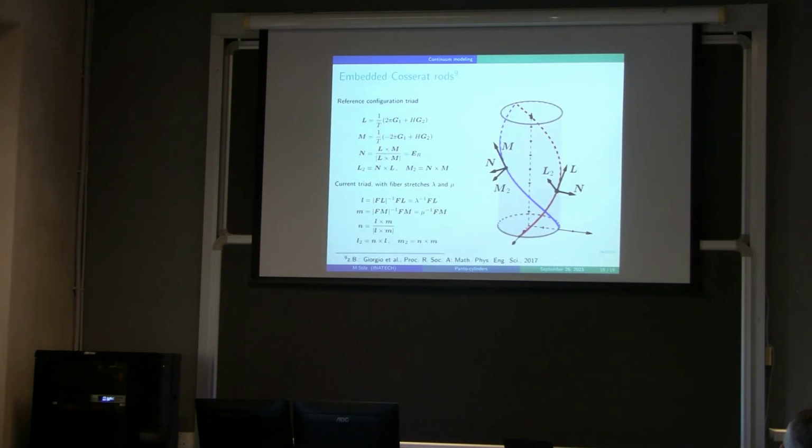And from this I can use an approach that has been used many times. I can embed in this cylindrical surface Cosserat rods, with a triad for the counterclockwise rods L and the clockwise rods M: their tangent, a normal and a binormal. Then with the deformation gradient I have just defined, I can also find these triads in the current configuration, together with the stretch of the fiber.